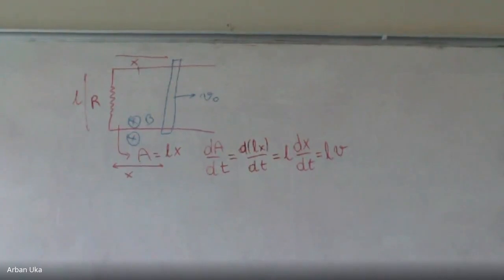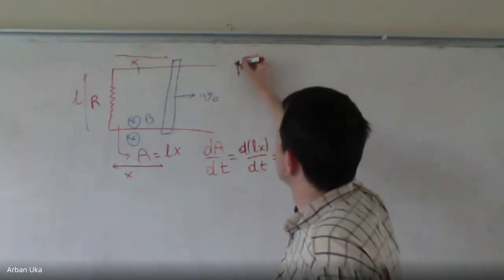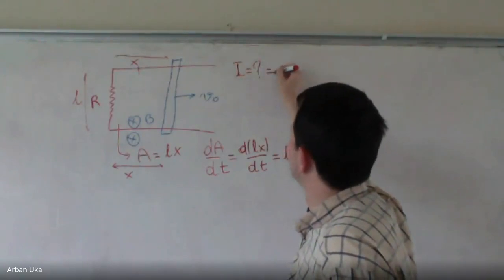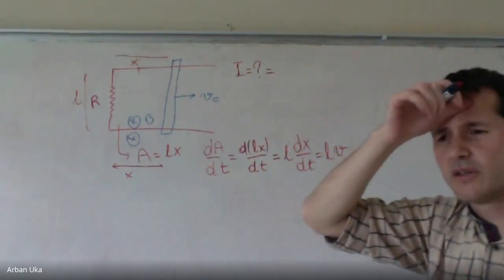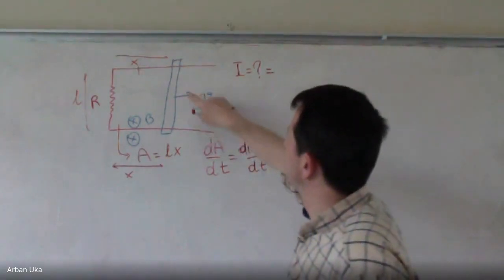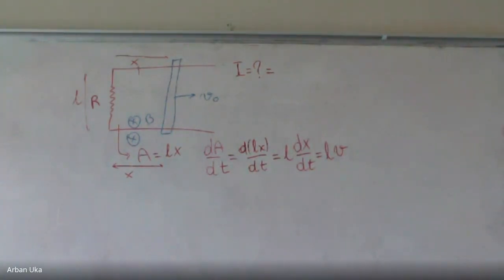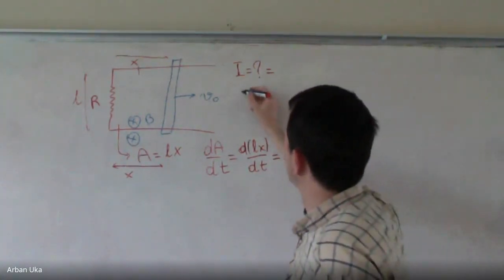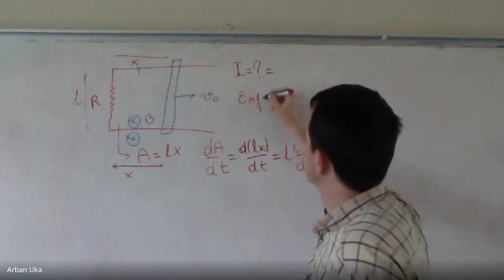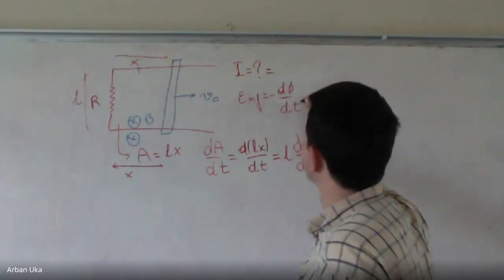So whatever the velocity is, the rate of change of the area as a function of time is the following expression. So the first question that comes to our mind is: what is the current that is going to flow in the resistor? To find the current in the resistor, we need to identify the EMF. We know that the electromotive force is equal to minus the rate of change of the flux with respect to time.